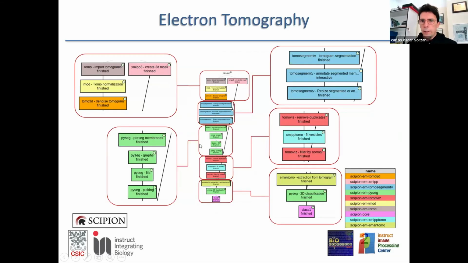So for instance, here you see that we are calling PySeg for some membrane segmentation of your tomograms, but then you are going into Xmipp, and then you go into Imod, and so you can combine any packages that typically don't talk to each other, but thanks to the conversions that we do automatically within Scipion, you can go from one package to the other.